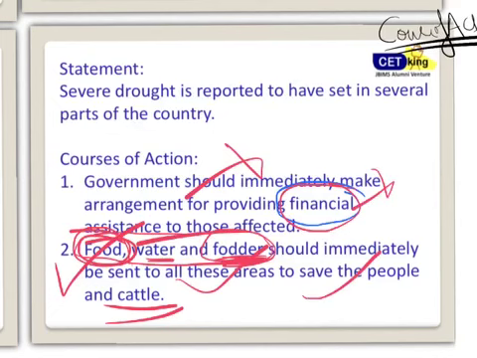Let's take the example of an earthquake. Earthquake आ गया. What will you do by giving them money? They need food, shelter, and water. That is more important. So the answer is only B. So take care of these steps and then you can solve this question. Trust me, it's a very, very important topic.